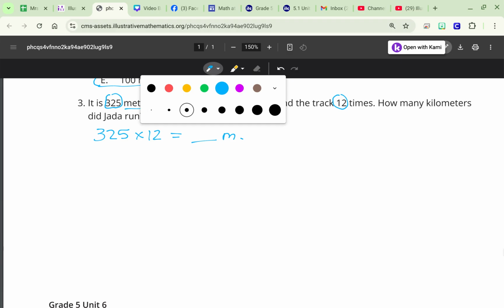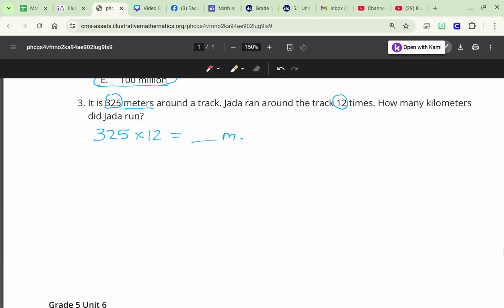The next thing that I have to do, because I read this very carefully, is I'm going to have to convert that to a certain number of kilometers. So I have to catch that detail. But my very first, as I think about my problem solving plan, the very first thing I'm going to do is I'm going to multiply 325 times 12.